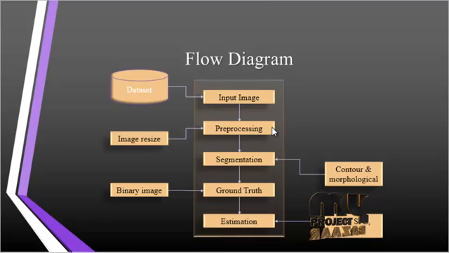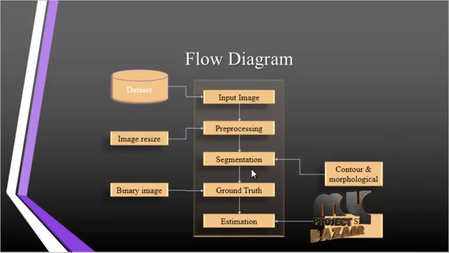In the pre-processing step, the image is resized to a given size. For example, if I want to resize the image to 256 by 256, it means the pixels row-wise are 256 and the pixels column-wise are 256. Then after the resizing process, the image is optimized into the respective rows and columns. Then the pre-processed image undergoes the segmentation process.